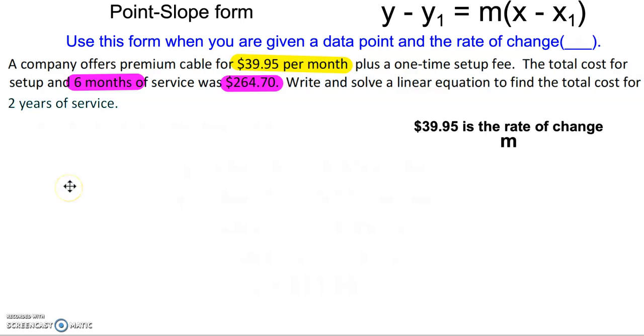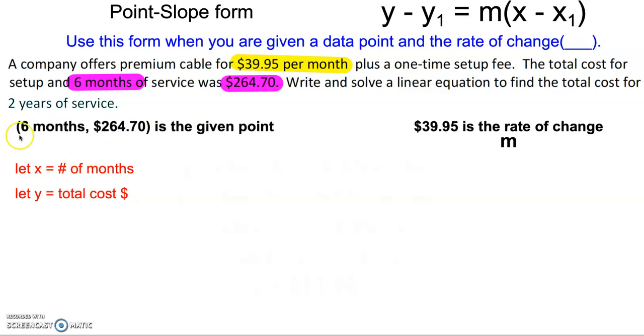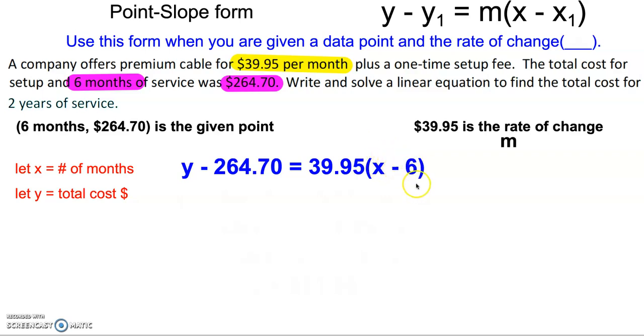In this situation, we have our total cost, which is our y, and our number of months is our x. So it gives us that data point of 6 months and $264.70 as the given data point. So we can use that information to set up the point-slope form. Y minus the y value of the point equals m times x minus x1.